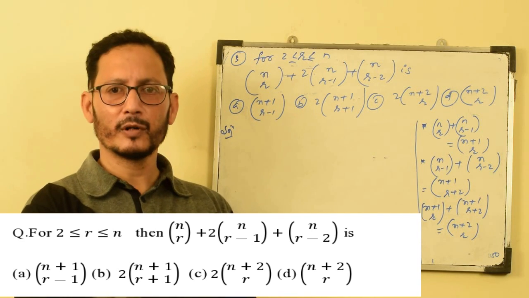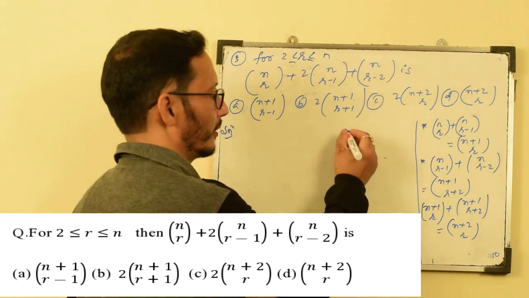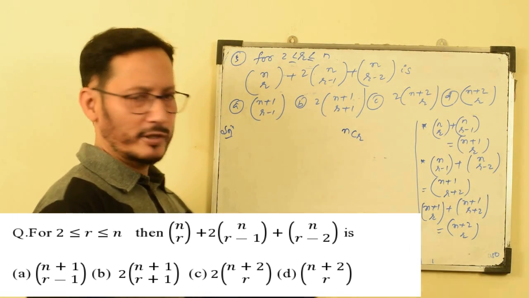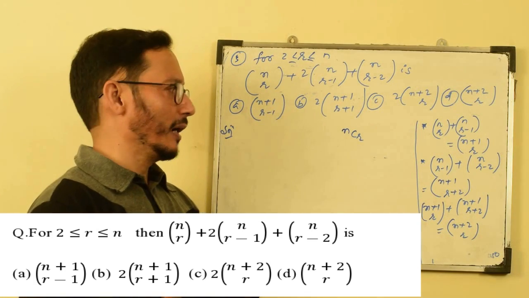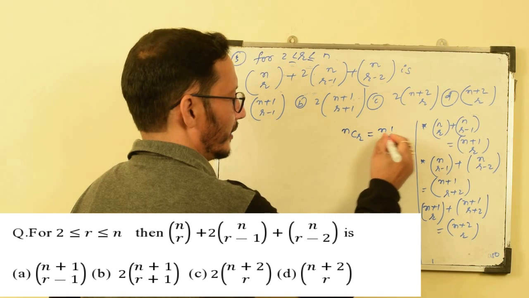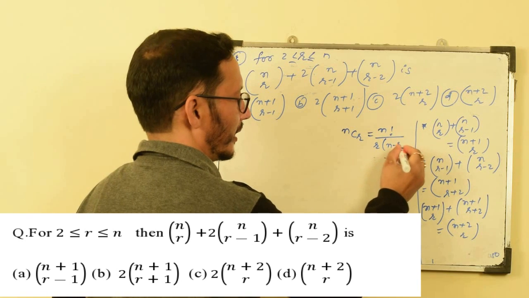Do you know the formula for combination? The formula for combination is nCr. n means the total number of things. r means r at a time, that is, at a particular time, how many things you are taking. Your formula is n factorial divided by r factorial times (n minus r) factorial.